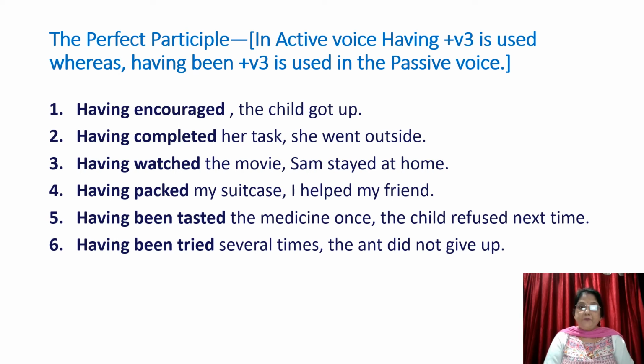The perfect participle. तो परफेक्ट पार्टिसिपल एक्टिव वॉइस में अगर हमने बनाना हो तो कैसे बनाते हैं? हैविंग प्लस थर्ड फॉर्म ऑफ द वर्ब. और पैसिव वॉइस में हैविंग बीन प्लस थर्ड फॉर्म ऑफ द वर्ब इज यूज्ड. फॉर एग्जांपल, "Having encouraged the child, got up."